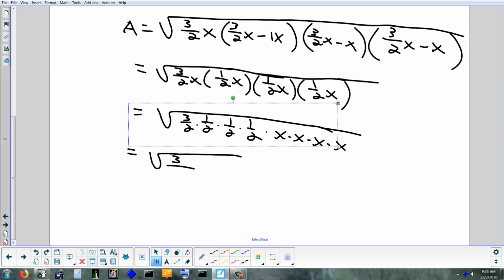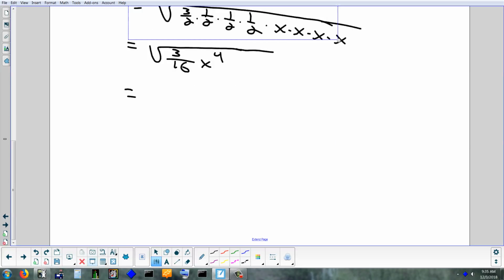3. 2 times 2 times 2 times 2 is 16. And then x times x times x times x is x to the 4th. Okay. And we're just about there. We can just simplify that a little bit.